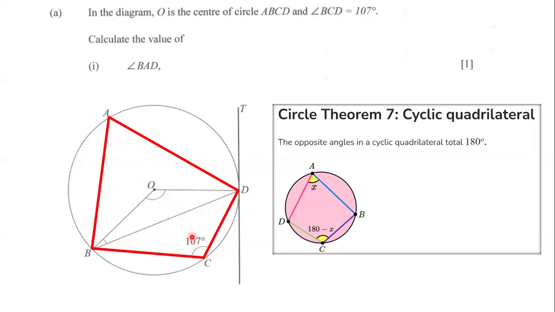If this angle and 107 degrees must add up to 180 degrees, then angle A is going to be 180 minus 107. 180 degrees minus 107 is 73. So angle A here is 73 degrees, because 73 plus 107 is 180. And so that's the answer here, 73 degrees.